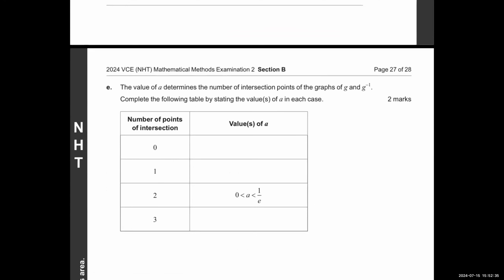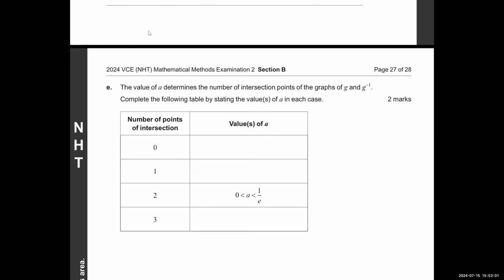Okay. The value of a determines the number of intersection points of the graph g and g inverse. Complete the following table by stating the values of a in each case. So, where should I start? We could have 0, 1, 2, or 3 points of intersection.